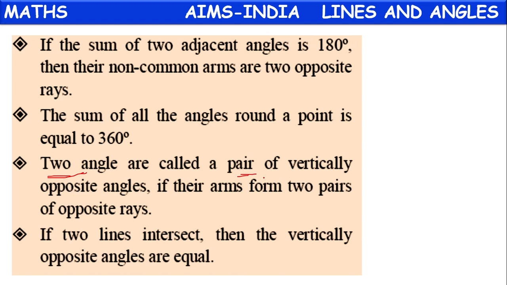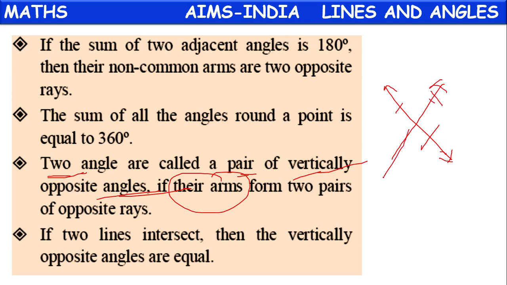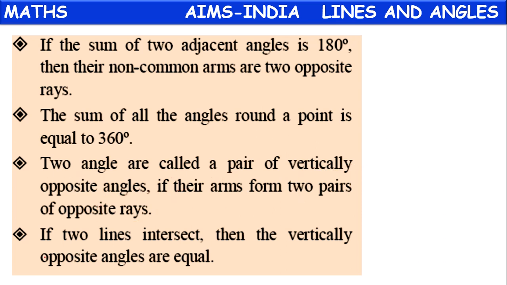So two angles are said to be a pair of vertically opposite angles if their arms form two pairs of opposite rays. This is one pair, this is the second pair. If they are able to form two pairs of opposite rays, then a pair of vertically opposite angles will be equal. Or if two lines intersect, then at the point of intersection, vertically opposite angles will be equal. This is equal to this, this one equal to this.